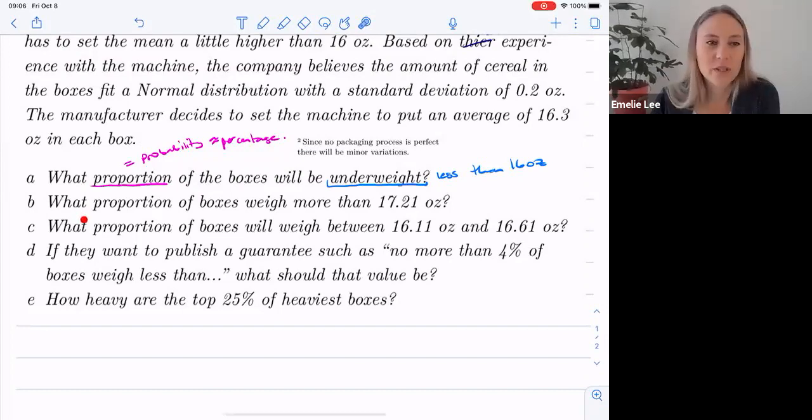Then we're going to figure out what proportion of boxes weigh more than 17.21 ounces. Just another weight that we want to find a probability associated with. Then what proportion of boxes will weigh between 16.11 and 16.61 ounces?